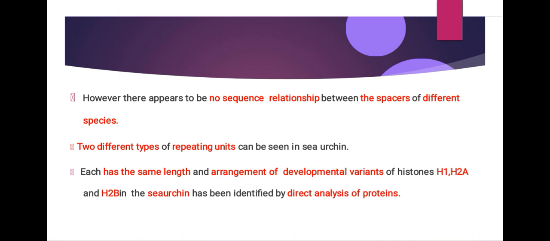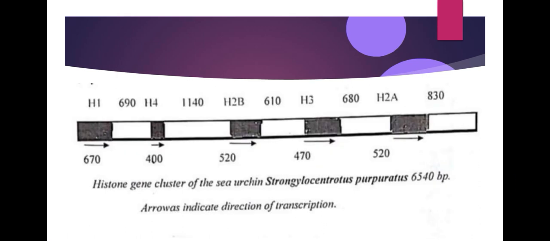Two different types of repeating units can be seen in sea urchins. Each has a single gene of the same length and arrangement for developmental variants of histone H1, H2B, H2A, and H3 in sea urchin, identified by direct analysis of proteins. Histone gene cluster of sea urchin.